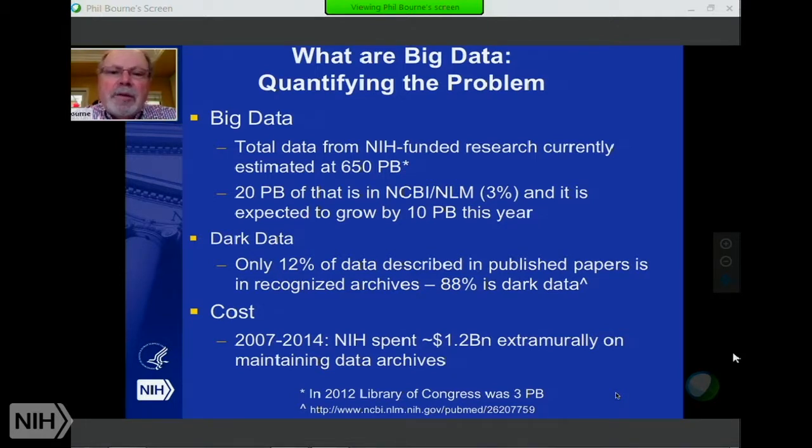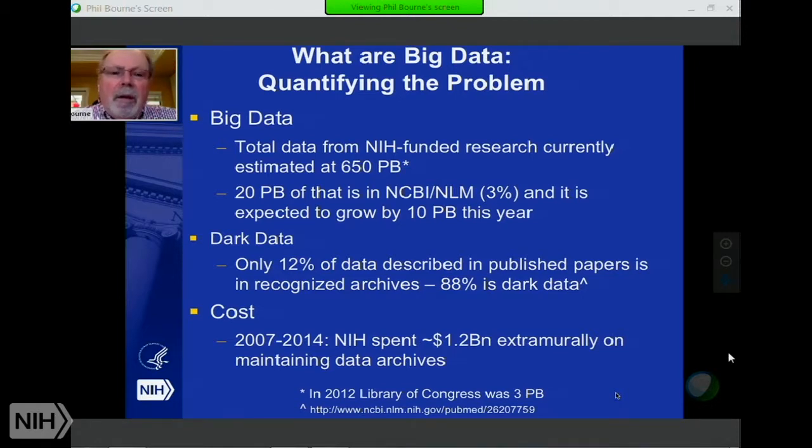So we don't know how much data we currently have in the NIH community that we fund. I made a guesstimate at that number by taking what we do know in the intramural program at NIH and knowing that that program is about 15% of all of NIH activities, 85% being in the extramural community. I made a guesstimate that we have 650 petabytes of information. Now, that's quite meaningless unless you refer it to something. So just by way of referral, I found out that in 2012 the Library of Congress had 3 petabytes.